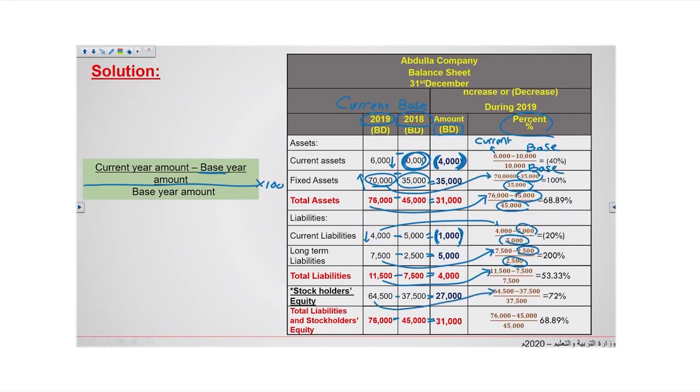We will apply the current year, 64,500 minus 37,500, base year over the base year. And we have the last one, which is total liability and stockholders' equity minus 45,000 over 45,000 equals 68.89%.